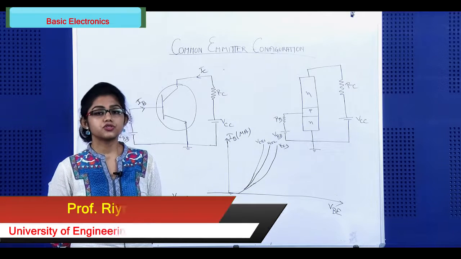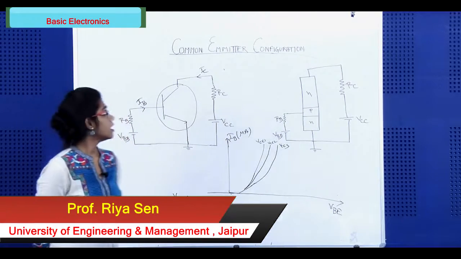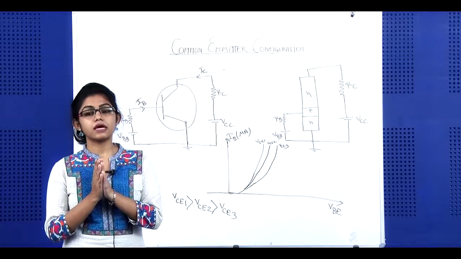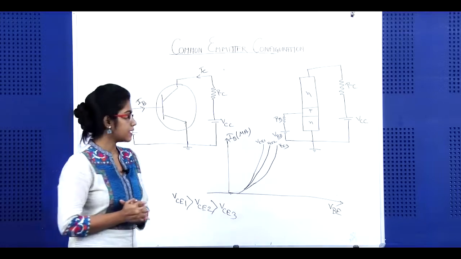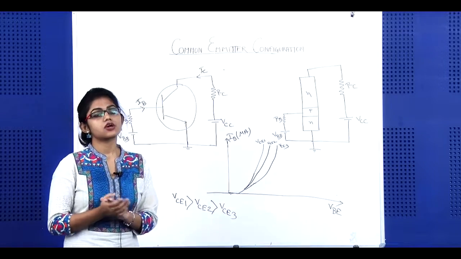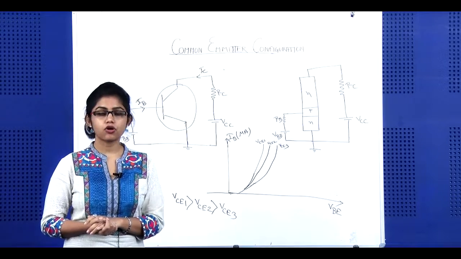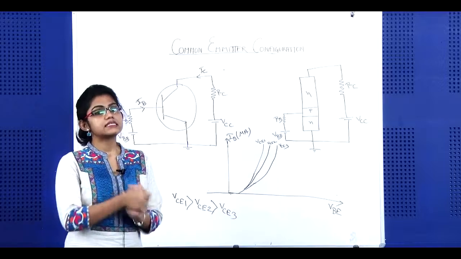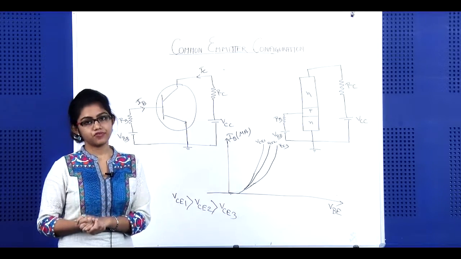Hello everyone. Today we will design and study the common emitter configuration, which is the most efficient one for designing a transistor circuit. In the last configuration, common base, we saw that the output current IC is almost equal to the input current IE. Now, in this case, we have to see how much the output is amplified.